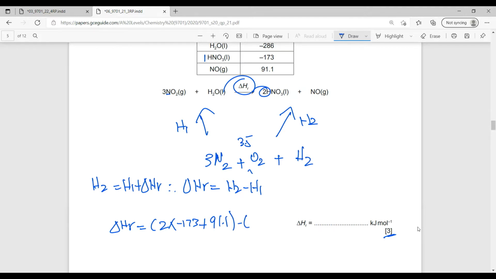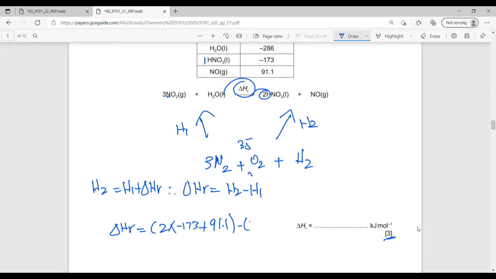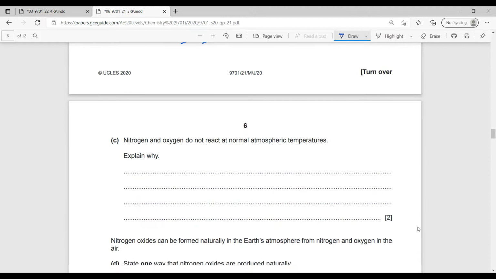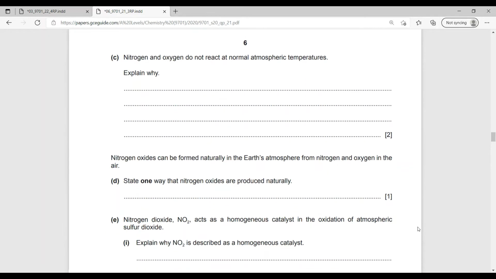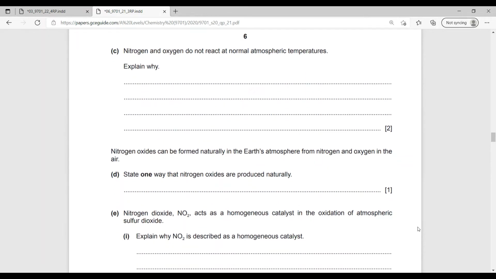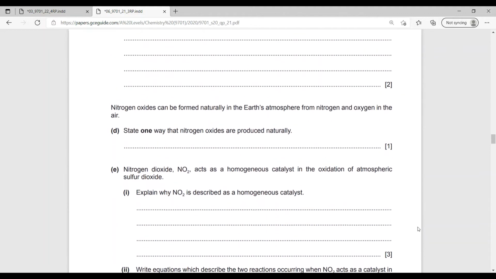So 3 moles of NO2, that is 3 into 34, and plus H2O, minus 286, right? I believe, yeah. So it should turn out to be minus 70.9 kJ mol^-1. Again, the sign is very important when it comes to enthalpy changes. This part is not from enthalpy changes, but you can still attempt it if you want to. Feel free to pause the video and attempt it yourself.